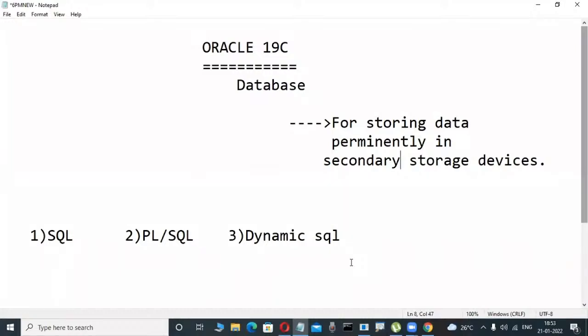ETL developers always need subqueries, joins, materialized views, indexes, partitions, some concepts are required. OLAP features, rank, dense rank, this type of analytical functions, lag and lead analytical functions, some knowledge is required. And PL/SQL, stored procedures.